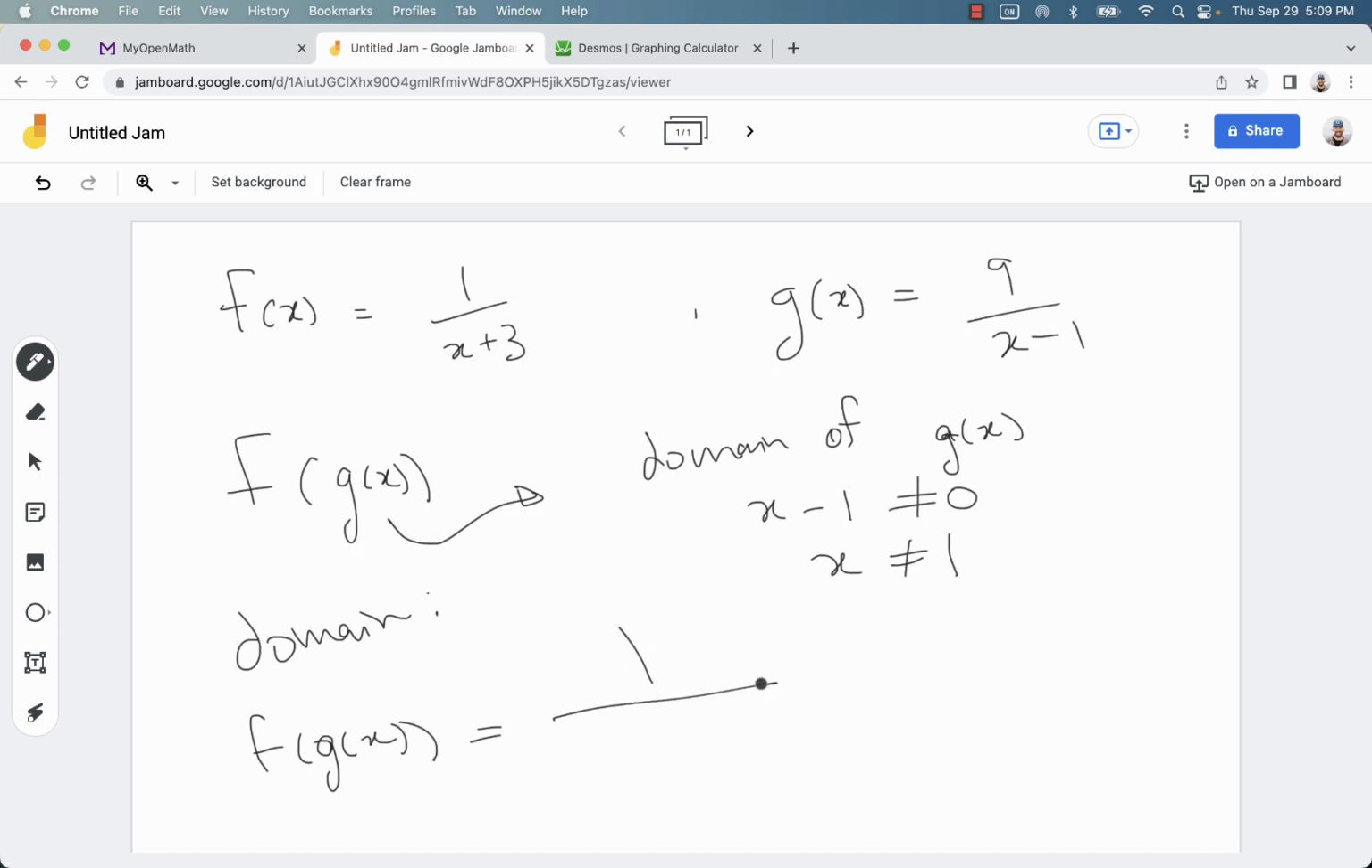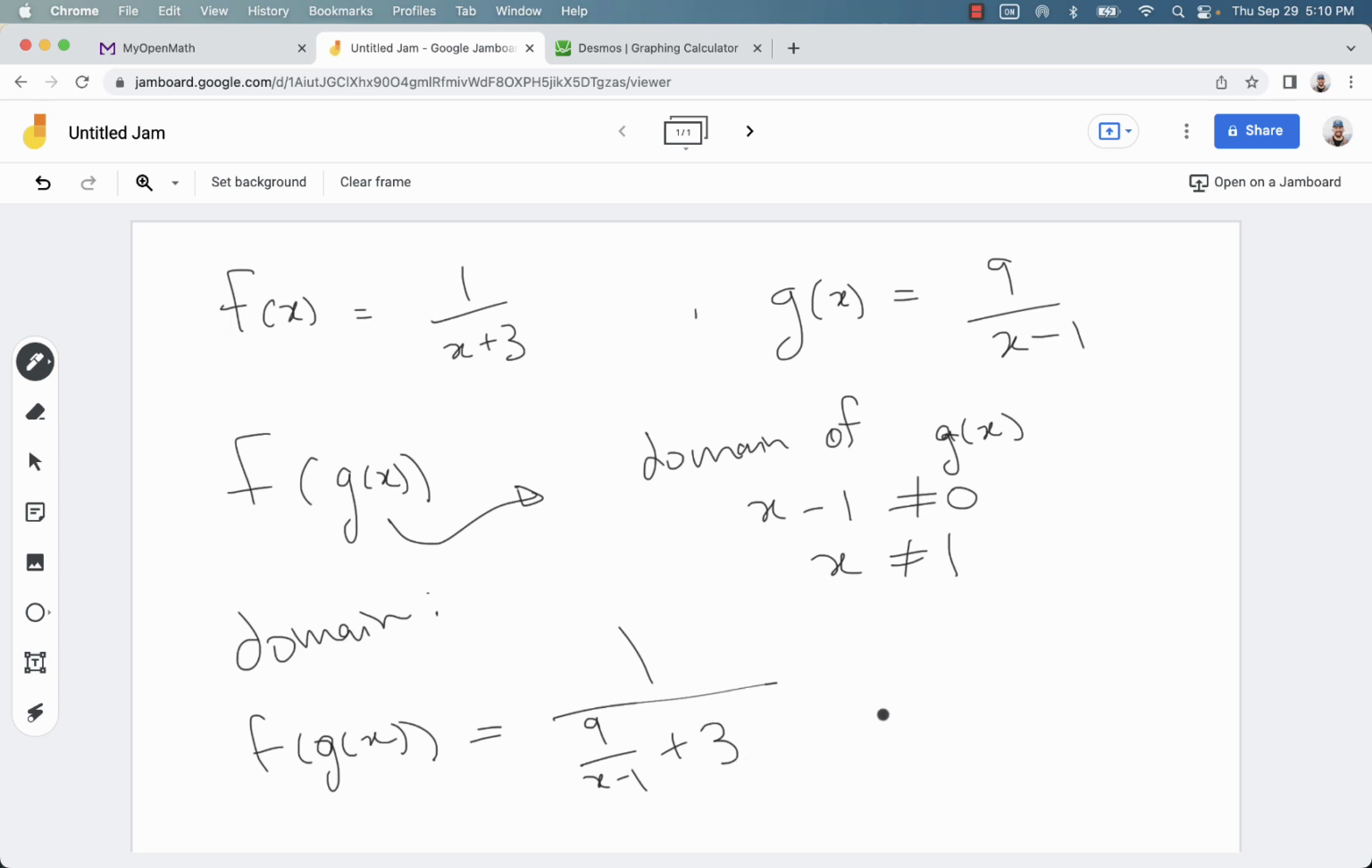F is 1 over x plus 3, and instead of x, I'm inputting g of x, which is 9 over x minus 1. So now we have our composition. Now we could go through some steps to really just make this look better, to simplify this. This is a complex fraction or complex rational. So we have a fraction within a fraction. We usually do not like to do that.